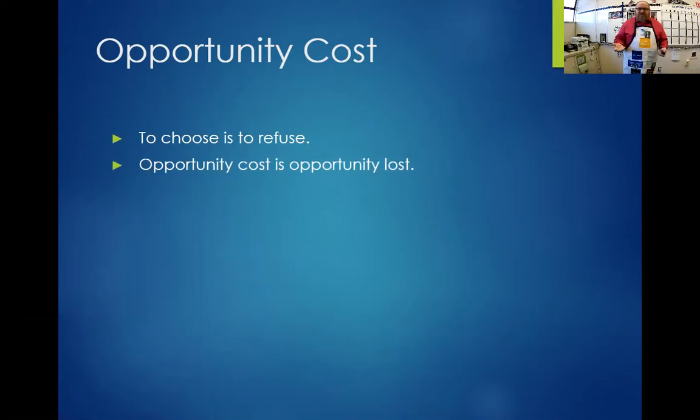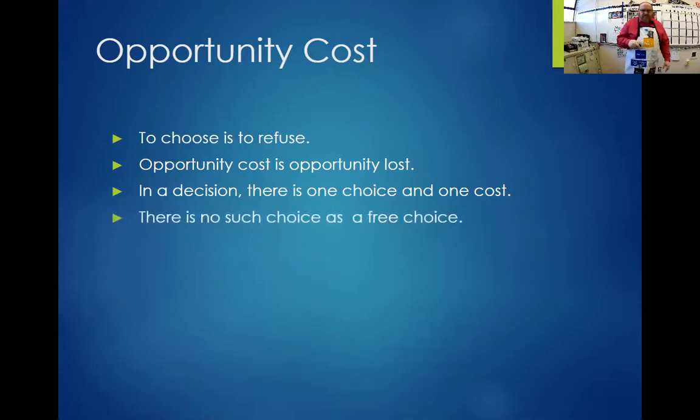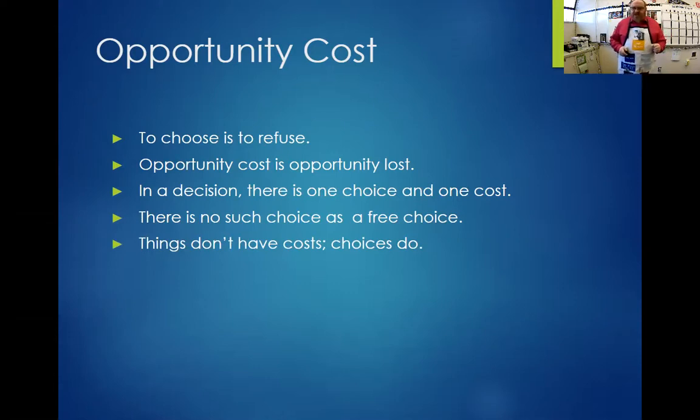Basically, to choose is to refuse. Opportunity cost is an opportunity lost. So in a decision, there is one choice and one cost. There's no such thing as a free choice. There is always a cost that goes along with every choice, and it's not the disadvantages. Things don't necessarily have costs; choices do.